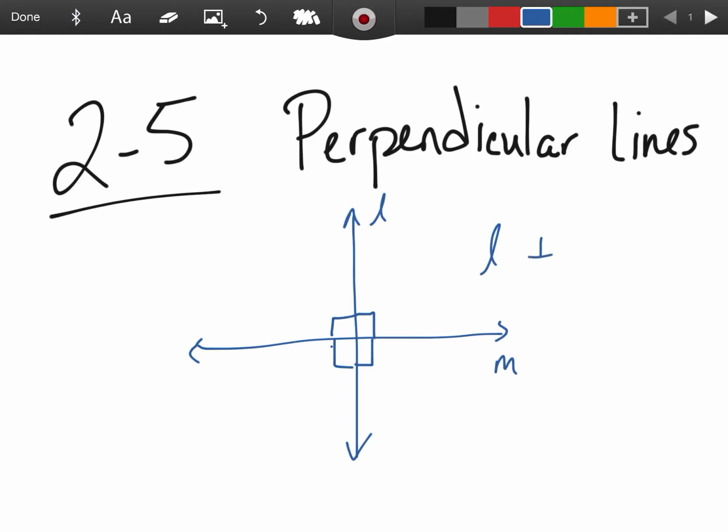The way that we denote two lines being perpendicular to one another is we would write L, and then we draw this little symbol that looks like two parallel lines. And that means is perpendicular to. So right here we wrote L is perpendicular to M. Line L is perpendicular to line M. So now let's just take a look. We have a couple of theorems that go along with perpendicular lines, but they're pretty straightforward here.